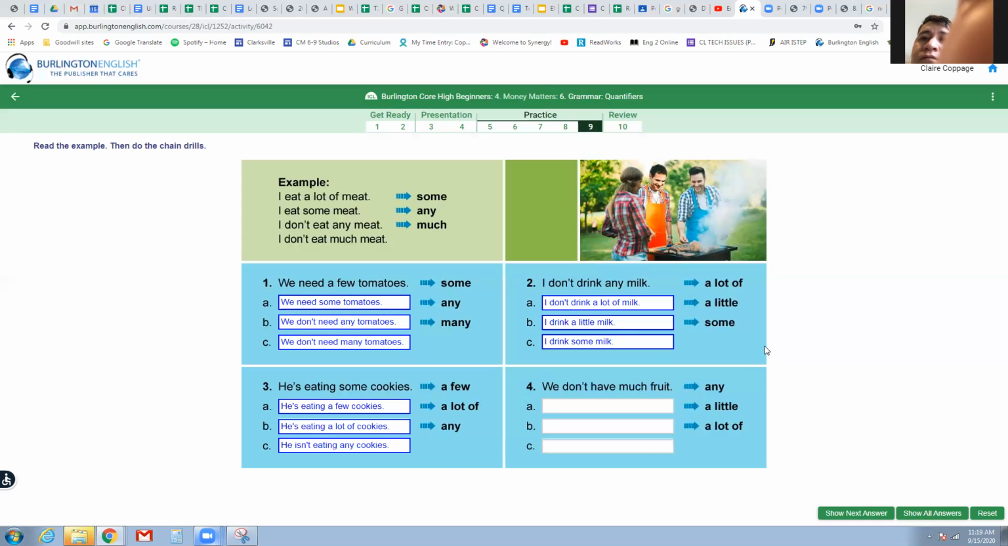We don't have much fruit. Let's change the quantifier to any. We don't have any fruit. Good job. Now a little.